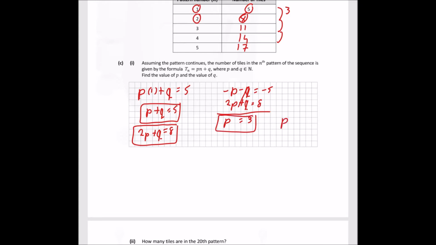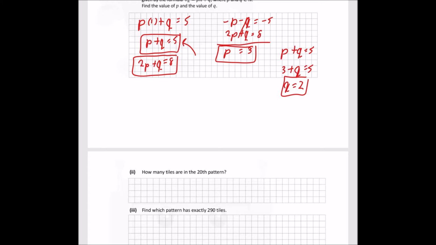And now we're going to take this equation, p plus q equals 5. And I know p is 3, so 3 plus q equals 5. So q equals 2. So I found the values of p and q.